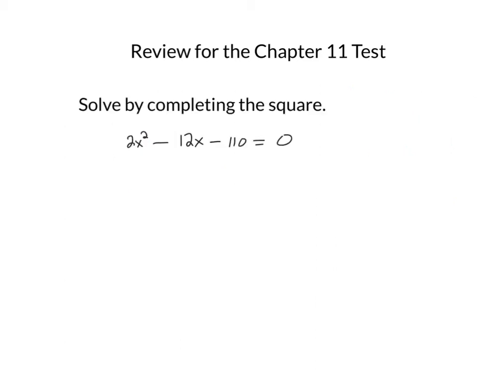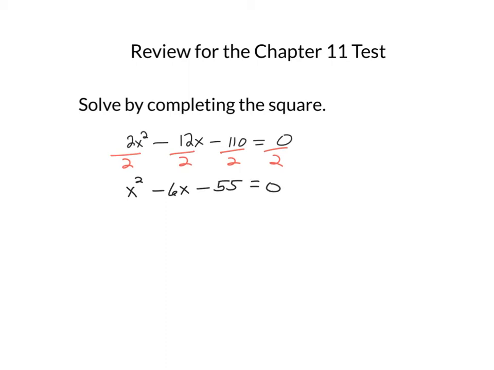Okay, the next problem is solve by completing the square. And the very first thing that I'm going to notice here is that this number is not a 1. If there's a number there other than 1, you've got to divide it out. So I'm going to start out by dividing all the way through by 2. That's going to leave me with x squared minus 6x minus 55 equals 0.